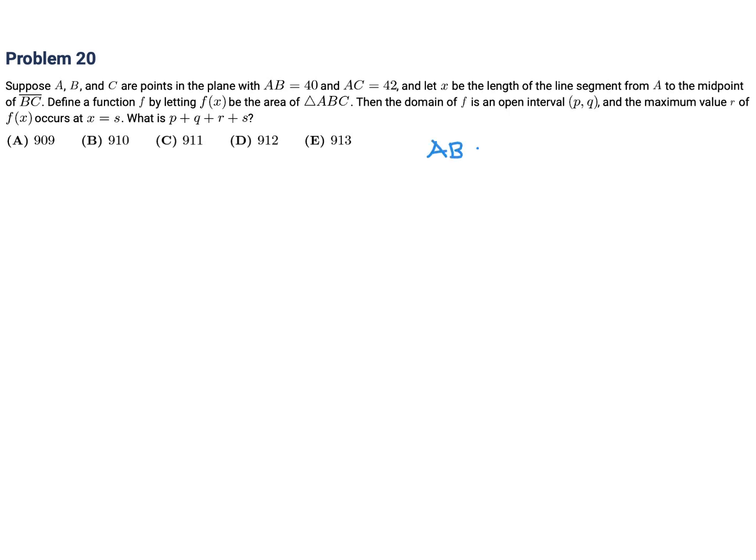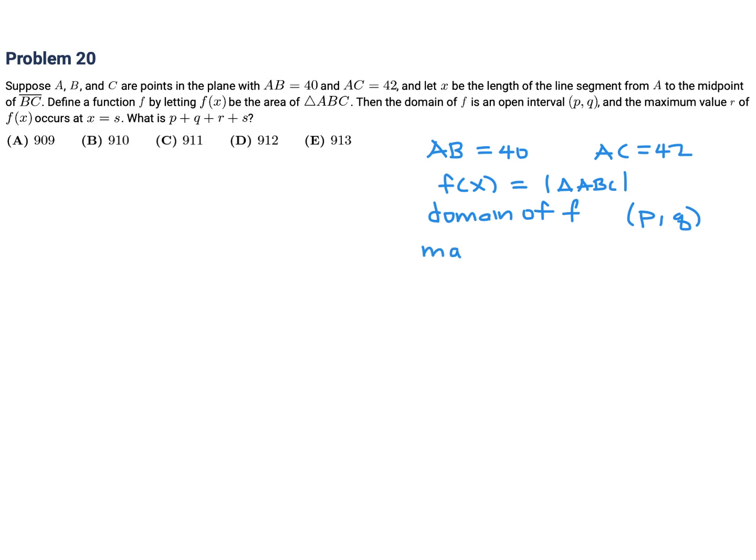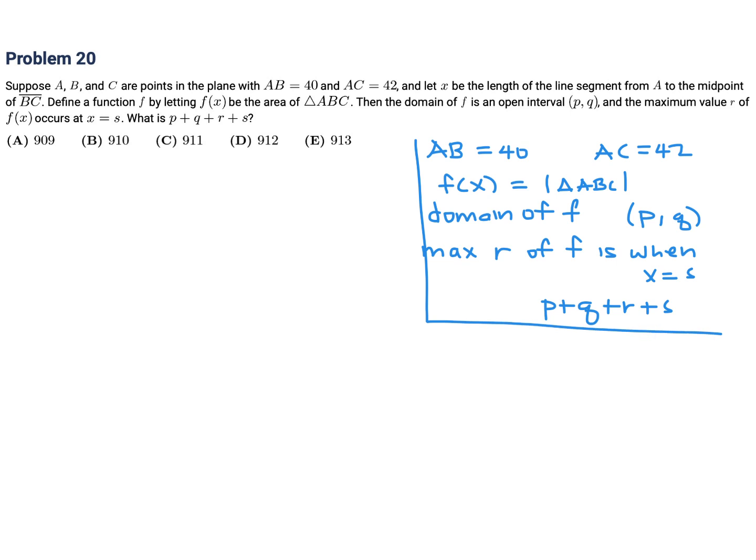So AB is equal to 40. AC is equal to 42. And f at x is equal to the area of triangle ABC. Correct? And the domain of f is the open interval PQ, and the max value R of f is when x is equal to S. And then finally they want us to figure out P plus Q plus R plus S. Okay, let's see what we can do here.